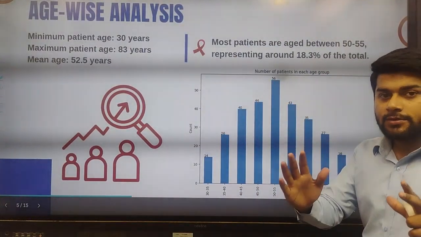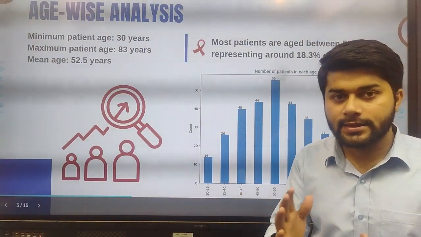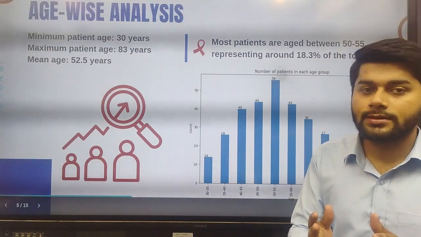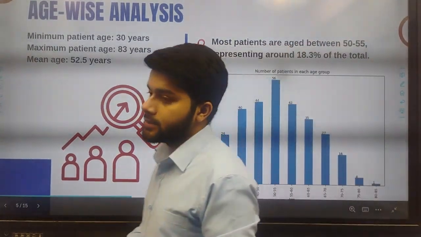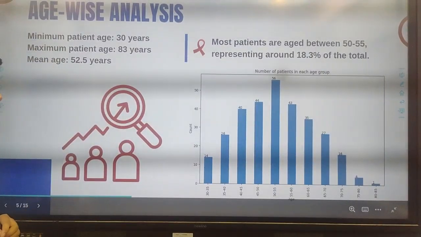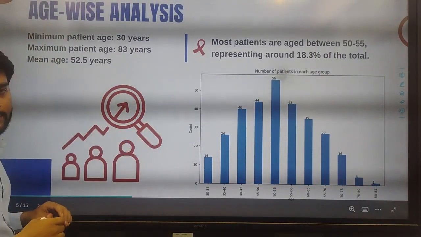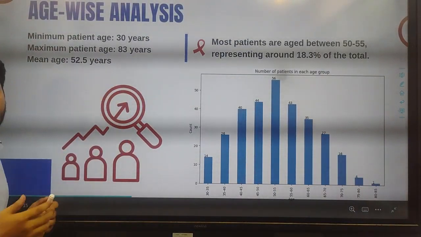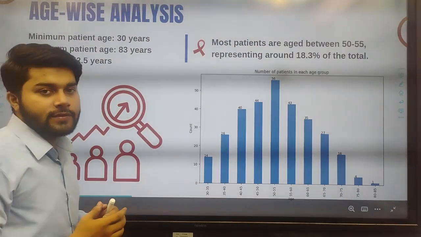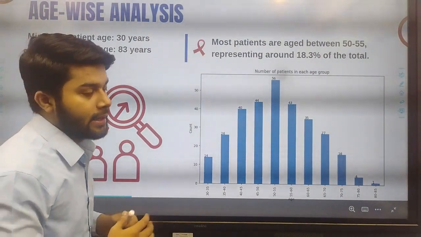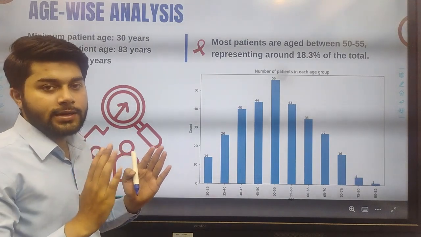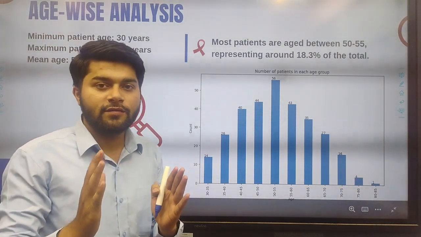We have three types of analysis here: age-wise analysis, year-wise analysis, and node-wise analysis. Among the patients, the youngest is around 30 years old and the oldest is around 83 years old. In this age bracket from 30 to 83, we have different numbers of patients.